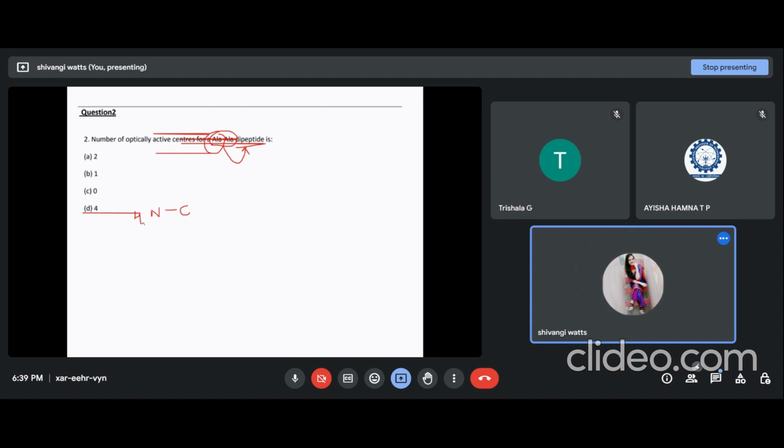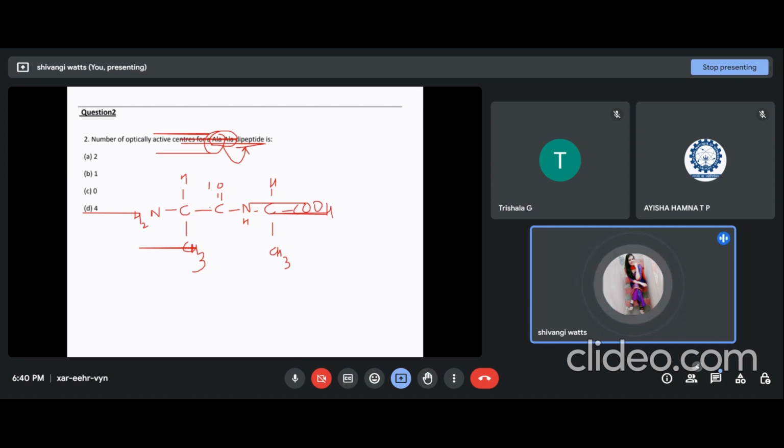NH2, H, CH3, because in alanine there is CH3, C double bond O, N, H, C, H, CH3, C, O, O, H. Okay, so this is alanine.